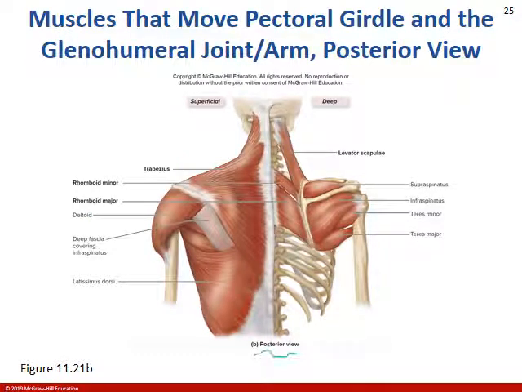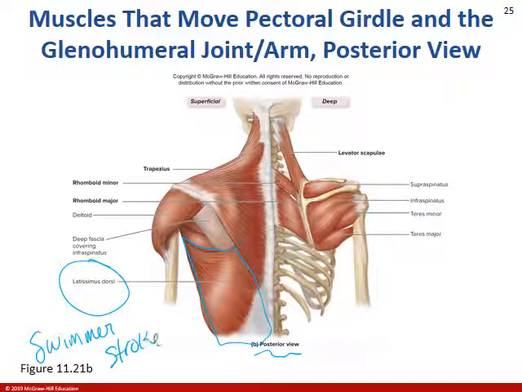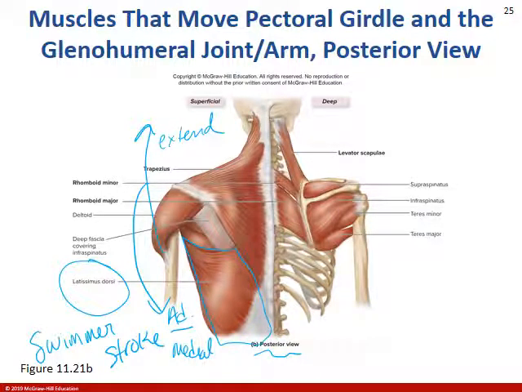On the posterior side, we're going to focus on the latissimus dorsi. You can see it's this really broad fan-shaped muscle, and we usually think of a swimmer's stroke to describe what the action is at the latissimus dorsi. So this muscle allows you to throw the arm forward, so extend the arm, and then to bring the arm back down, adduct, and then also you're rotating the arm medially when you do that swimmer's stroke.